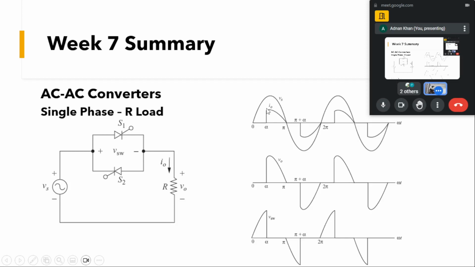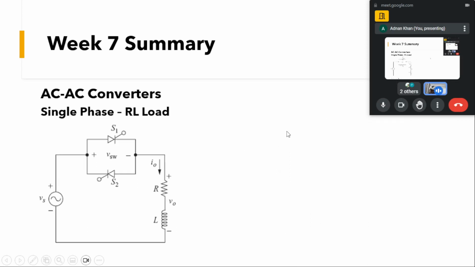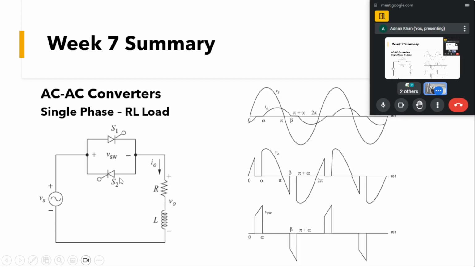But we had seen with the R load, with AC to AC converters, that at the alpha, when S1 started to conduct, I out was going to 0 at the moment that voltage was going to 0. But that is not the case with this RL kind of a load, because this inductor will store some amount of energy, so I out will go to 0 at an angle, let us say beta. So we will be getting our output voltage up to this beta point. After that, the output voltage will be equal to 0, because none of the devices is conducting.